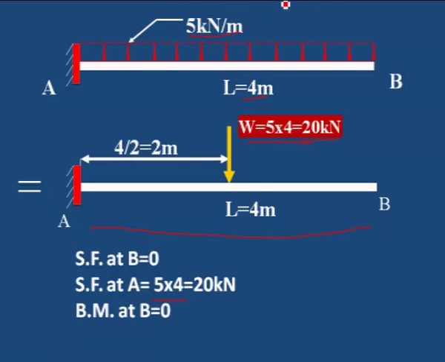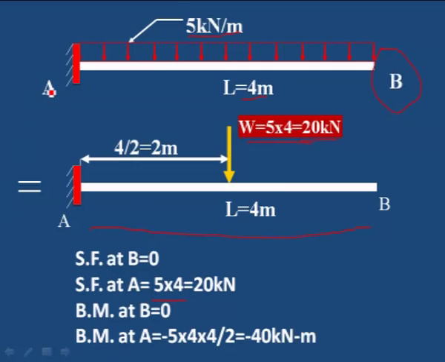Then bending moment at B. Bending moment at B, no load is acting, therefore 0. Bending moment at A. Now you should be careful how we calculate the bending moment at A. What we can observe is that 20 kilonewton is acting, that is 5 into 4. What is the distance at which it is acting? 4 divided by 2, that is 2 meter. The distance from A to the central point is 2 meter.